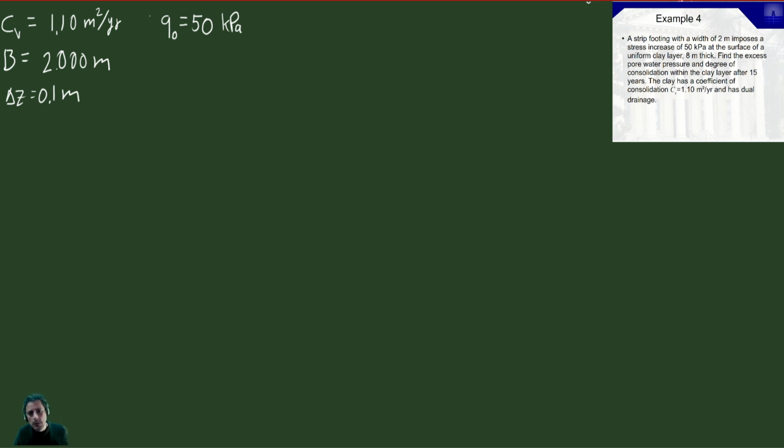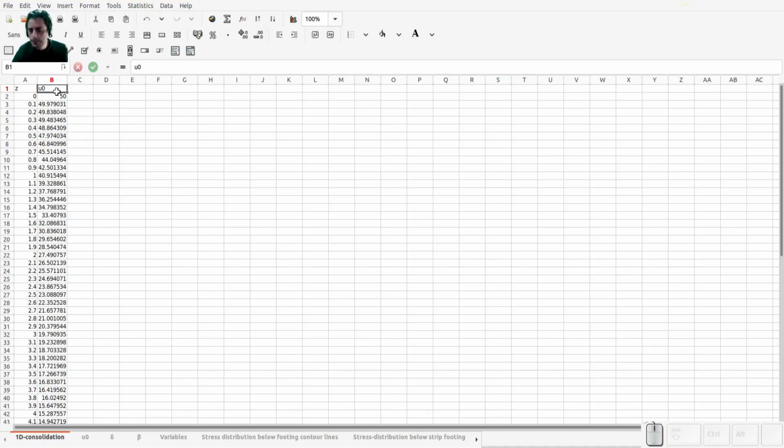In our case we did not just distribute it with depth, we did the distribution in 2D, but we were only interested in the distribution under the center of the footing, and that's what we get in our little spreadsheet. And this column is the excess pore pressure, because initially the pore pressure carries all the change in total stress, right? It's only over time that the effective stress will carry that change in stress. So initially we get this change in pore pressure with depth.